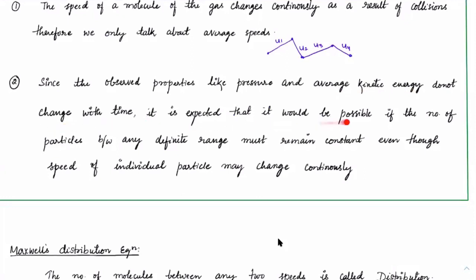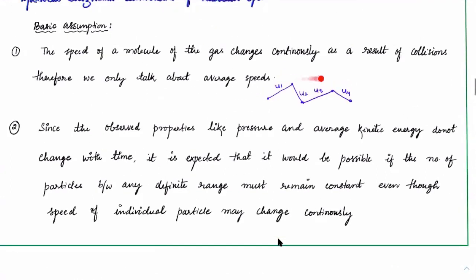So it is expected that the number of particles between any two definite speed ranges must remain constant, even though the speed of the individual particle may change. This means the average which we are drawing out of it, like URMS and total average kinetic energy, only kinetic energy average, got it?